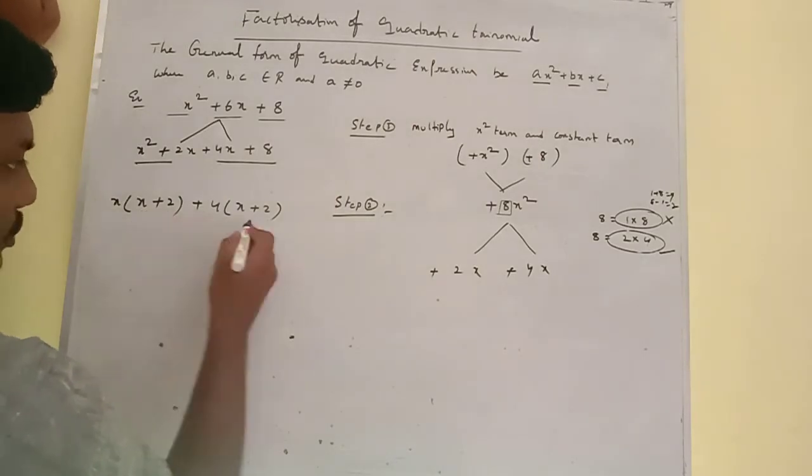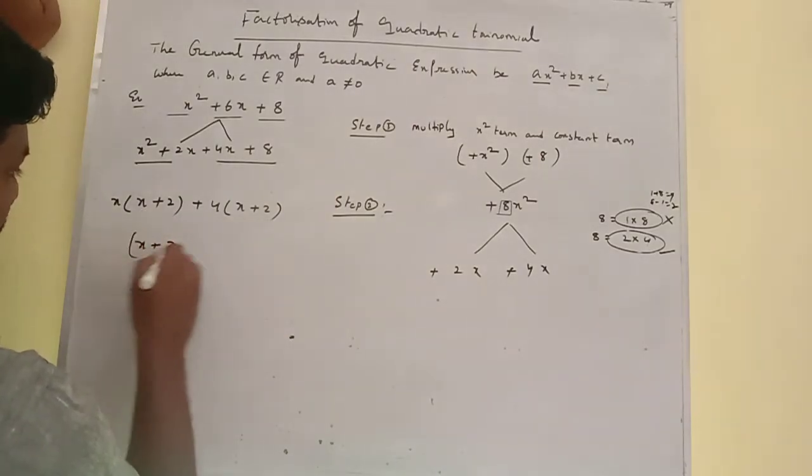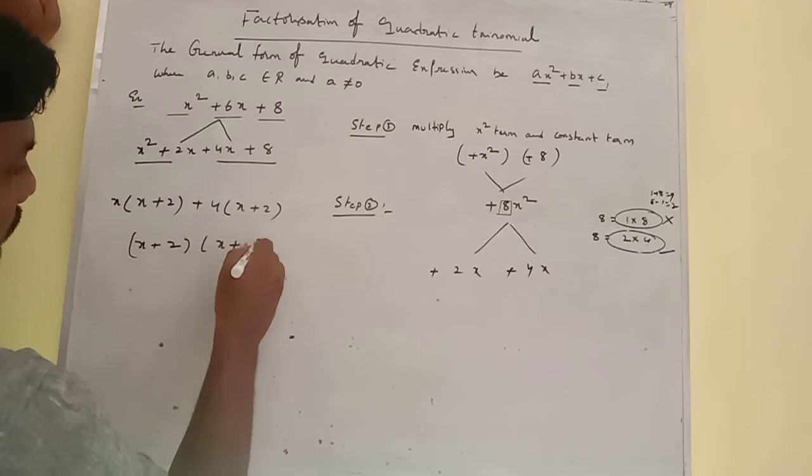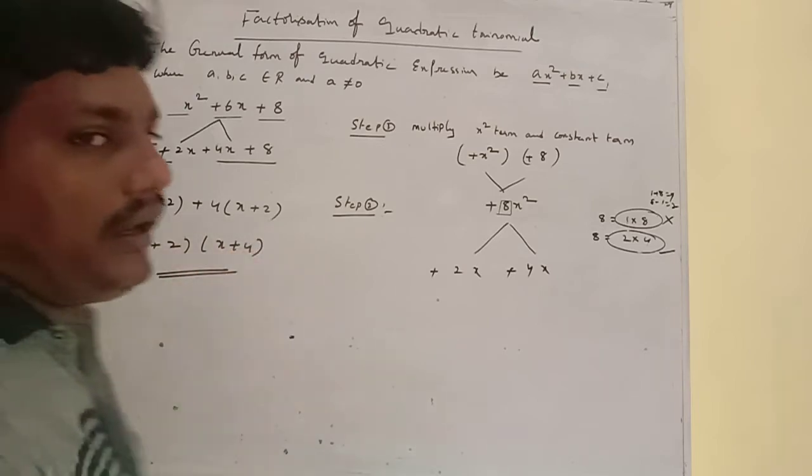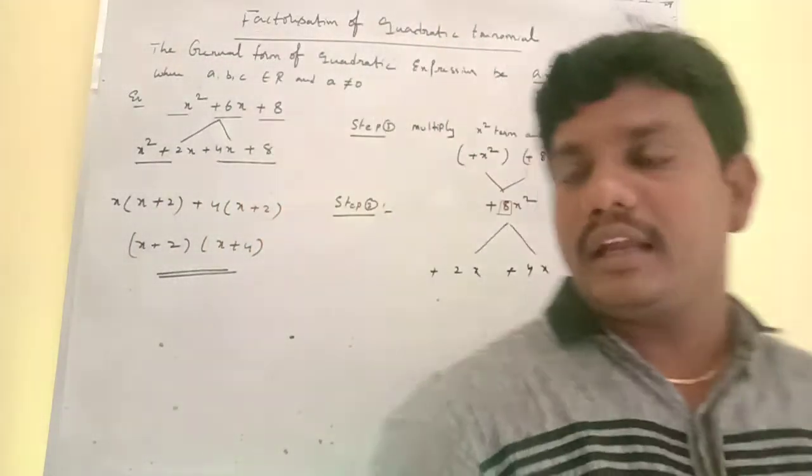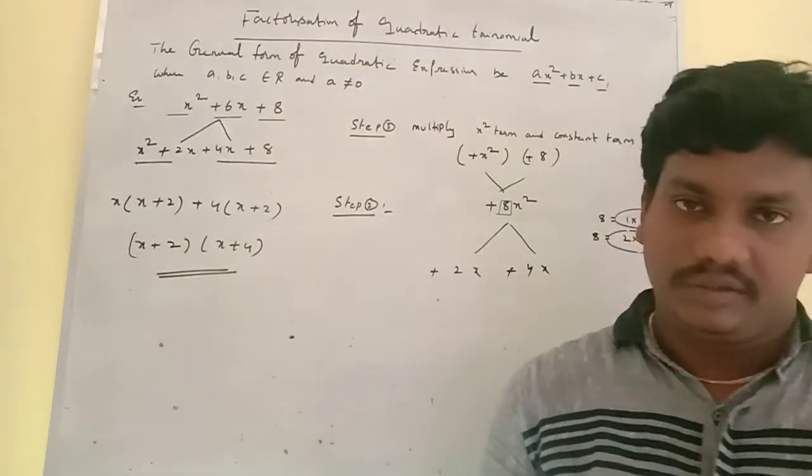Now here also x plus 2 and x plus 2, take x plus 2 as common, it becomes x plus 4. So this is called factorization. In the previous case also we got the same factorization.